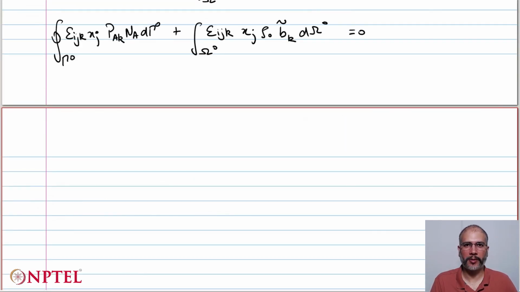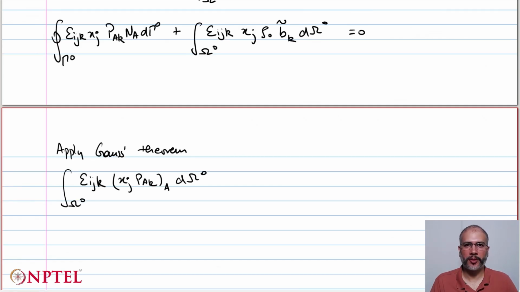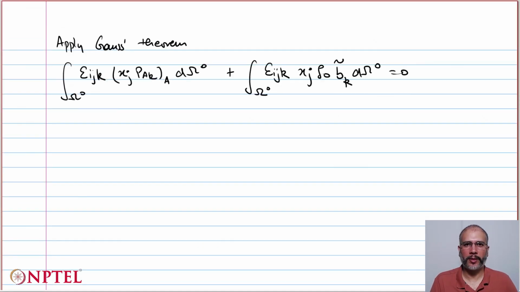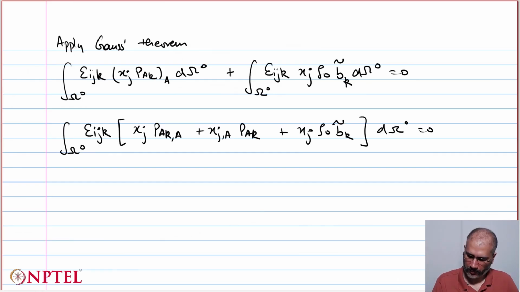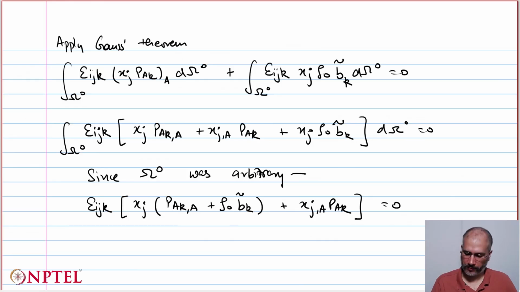So as usual, I apply Gauss's theorem first, which results in this integral, and the other volume integral stays the same. So let's combine them into one integral. And since my omega naught was arbitrary, the integrand is 0. So this is what we get. Now if you look at this term, for the condition of equilibrium, this is 0. We just showed that as the material form of the equilibrium equation.